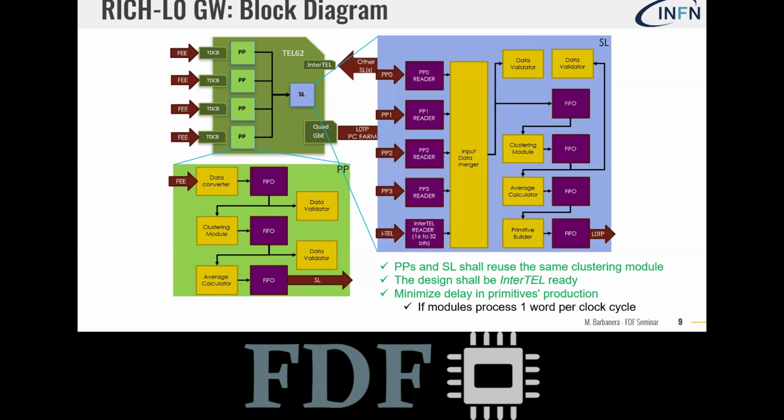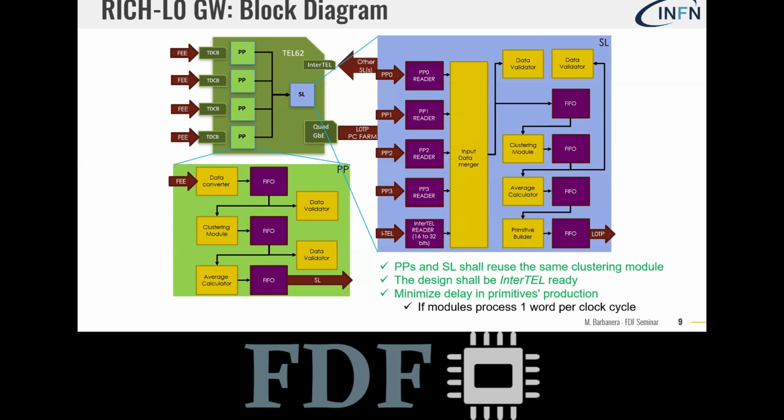There is then the clustering module, which is shared in the PPs and in the SL. This is the actual same module, as well as the average calculator. Then the last module is the input data merger in the SL, which collects the data from all the PPs and sends them in a single stream to the clustering module of the SL. And at last, the primitive builder, which converts the clusters into a format that the L0TP accepts in input.